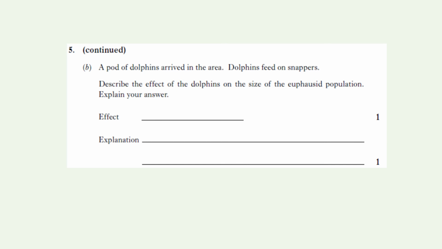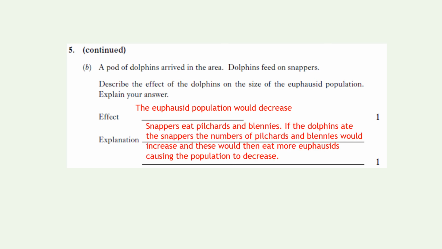So the effect would be that the euphausid population would decrease, and the reason that it would decrease is because snappers eat pilchards and ballenis. If the dolphins ate the snappers, the number of pilchards and ballenis would increase, and these would then eat more euphausids, causing the population to decrease. So well done if you managed to get that correct. If not, then go to the start of the video.